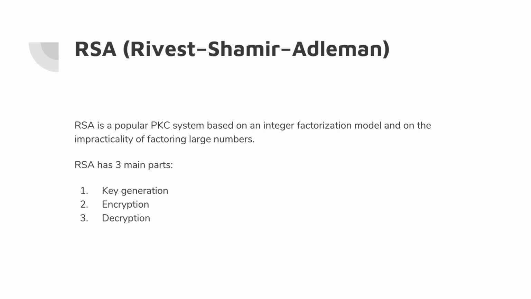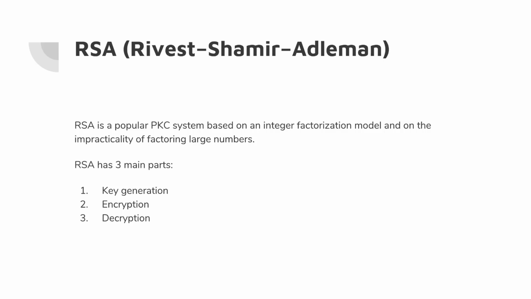Now we'll be talking about the RSA algorithm, which is a very popular public key cryptography system that is based on the integer factorization model and on the impracticality of factorizing large numbers. Factorization of very large integers is nearly impossible as of now because our technology is not so advanced yet. However, as quantum computing is growing, the threat to the cryptographic systems based on the integer factorization model is growing as well. But for now, the threat is not much and RSA is safely used.